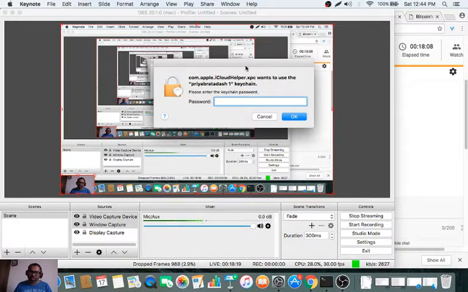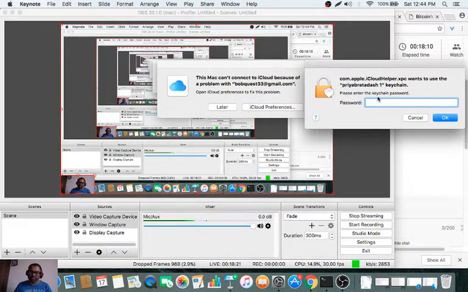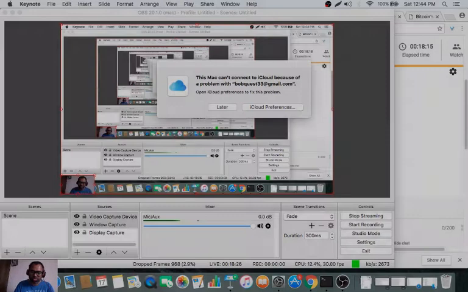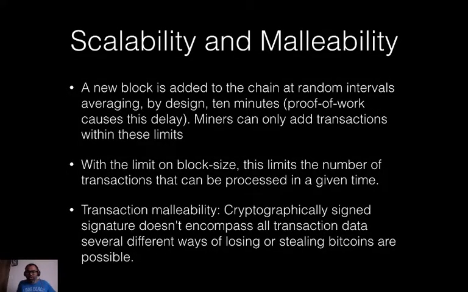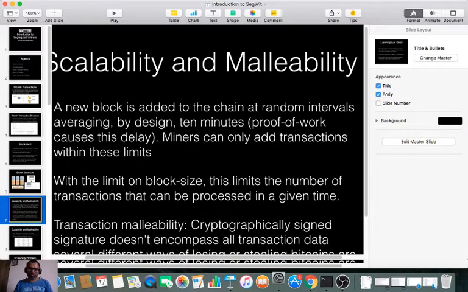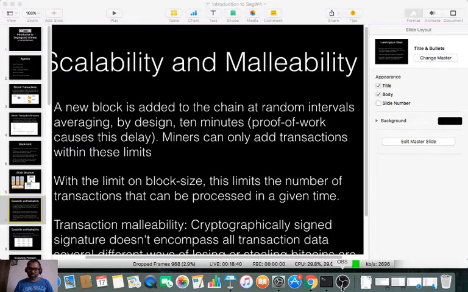Okay. I'll just quickly. Okay, so now going back to the scalability and malleability problem.